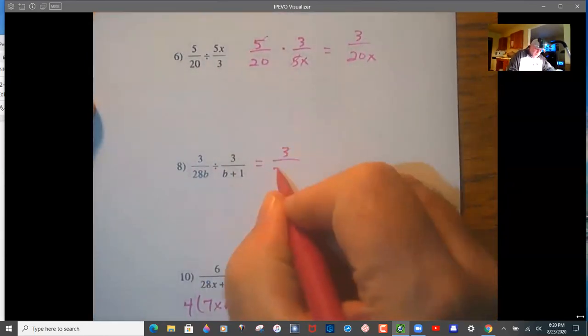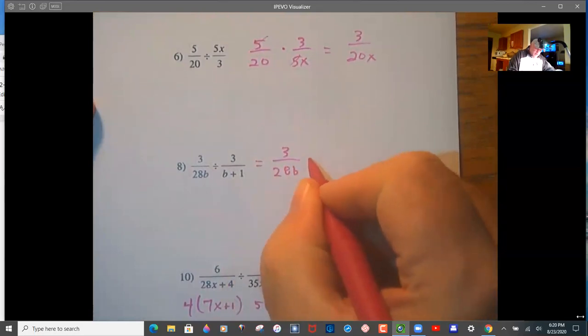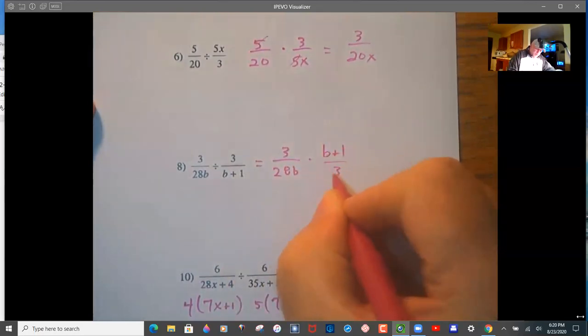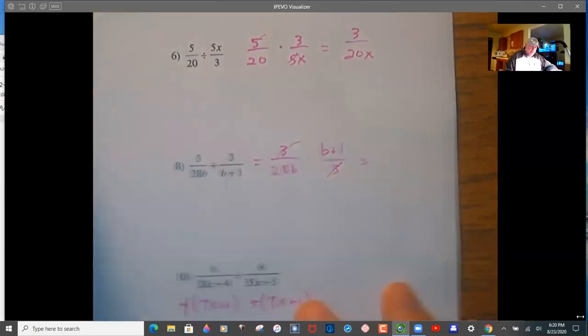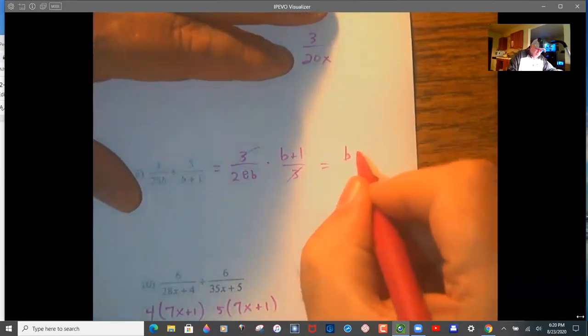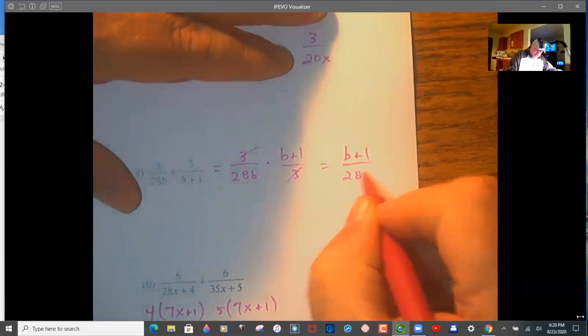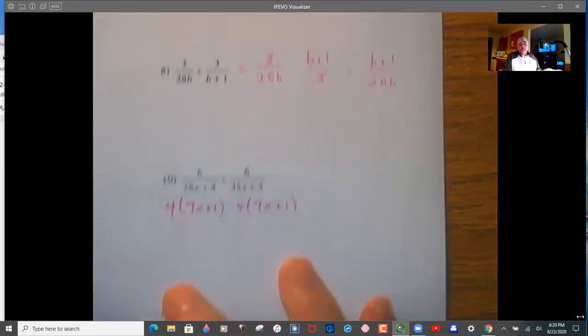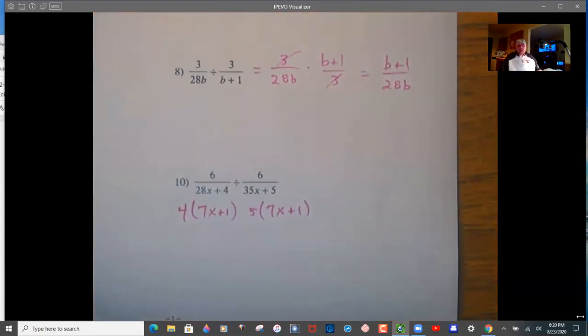Okay, so 3 over 28b times b plus 1 over 3. So the 3's drop, and you have b plus 1 over 28b. Do not try to cancel the b's there. That's not how that works. The b plus 1 is different than the b. You leave them alone.